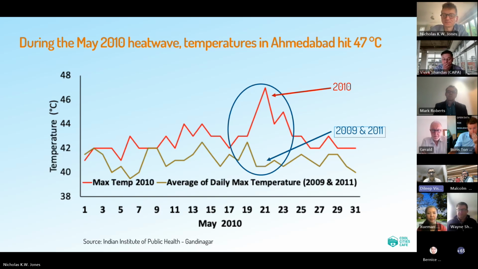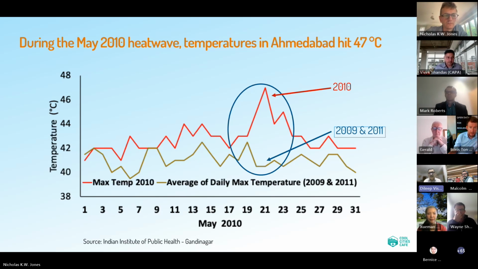Ahmedabad is a city in the west of India, the biggest city in the state of Gujarat, with about 5 million population then. 2010 had a major heat wave. As you see in the graph, temperature on the upper red line reached 47 degrees centigrade on the 21st of May. The average temperatures are normally between 40 to 43 degrees.